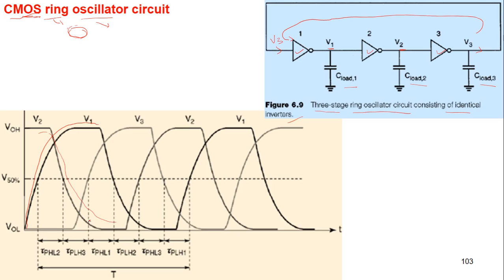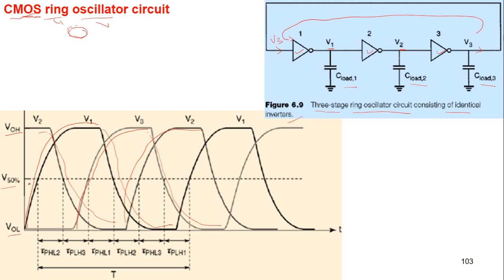and when V2 goes low, V3 should become high. When V3 goes high, V1 again should become low. And when V1 goes low, V2 goes high. When V2 goes high, V3 goes low. So in this fashion we can draw the waveform for this particular ring circuit. And this is the value for VOH, this is VOL, and this is the 50% level.